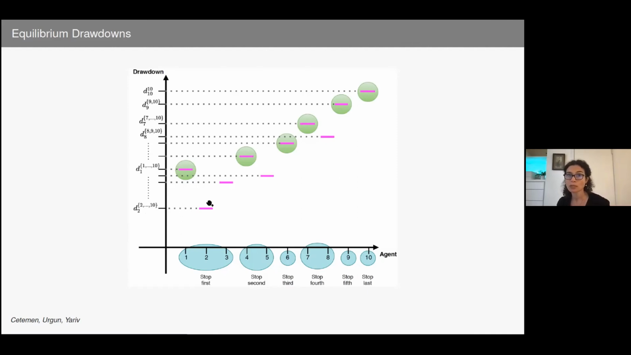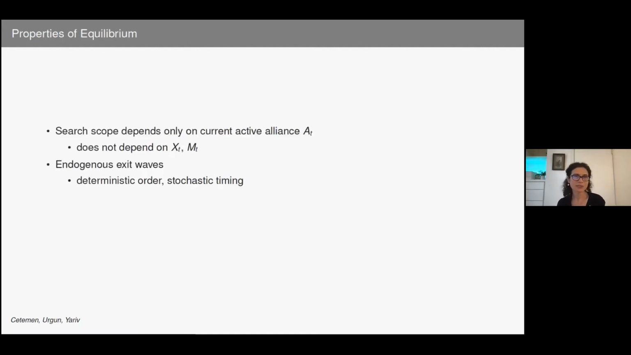Similarly, person 3. Ultimately, what we're looking at is all these drawdown sizes, where you contemplate the world with the people who you know have left, and you ask yourself, do I want to leave as well or not? What we see here is that persons 1, 2, and 3 will stop first, then persons 4 and 5, then 6, etc. Namely, the upper envelope of this graph fully governs the set of exit waves. All right, so just to summarize the properties of equilibrium, search scope depends only on the current active alliance A_t.